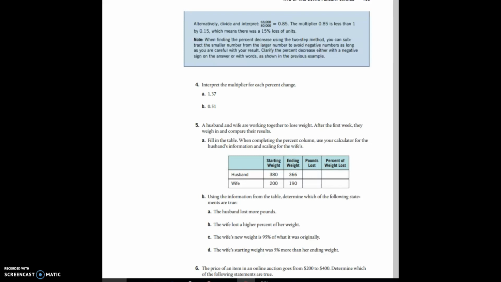All right, so again, let's talk about what things mean here. So go ahead and try to find the multiplier, or sorry, interpret the multiplier. So they're giving you the multiplier, so I want you to go back and give me the percent change. So try that, and then I will come back and we'll go through these.